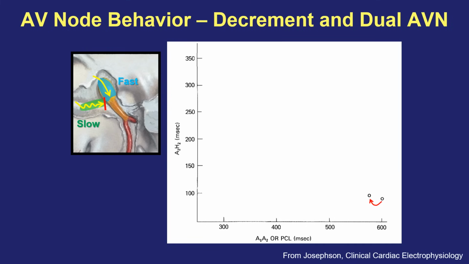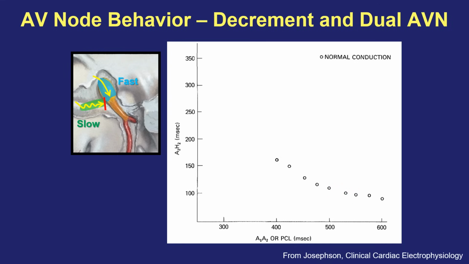What we're going to see is the usual behavior of the AV node, which is decrement. That AH interval is going to slightly prolong a little bit as we hit the AV node a little bit earlier, and that reflects decremental conduction in the fast component of the AV node. And as we pace a little bit earlier still with an A2 beat that's earlier, we're going to decrement a little further with a slightly longer AH interval. And then again, as we pace a little bit earlier with the next A2 beat, we're going to get yet a little slower, a little longer AH interval in the AV node, and so on and so forth.